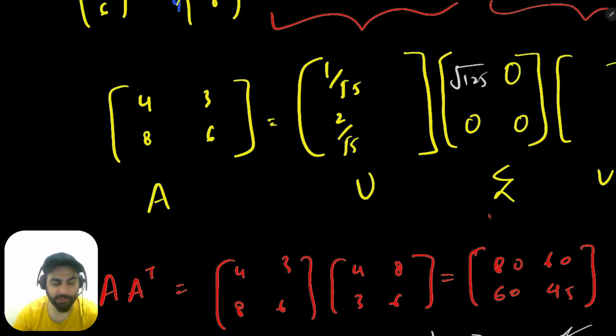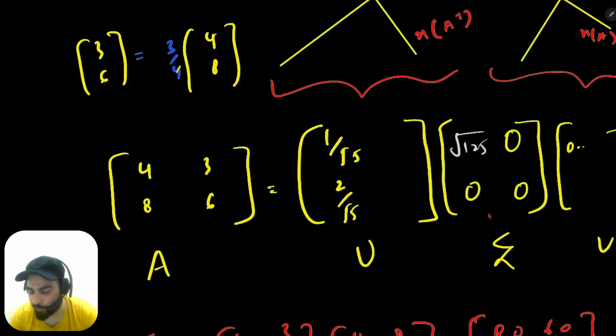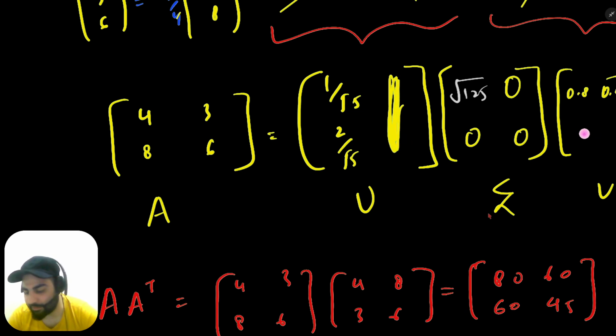Okay, now I want to get this V transpose basically. I told you that the vector over there that we had is 0.8 and 0.6. You have to transpose it, so you'll get 0.8 over here and 0.6 over here. The other vectors here will belong to the null space, because they have to produce these zeros.